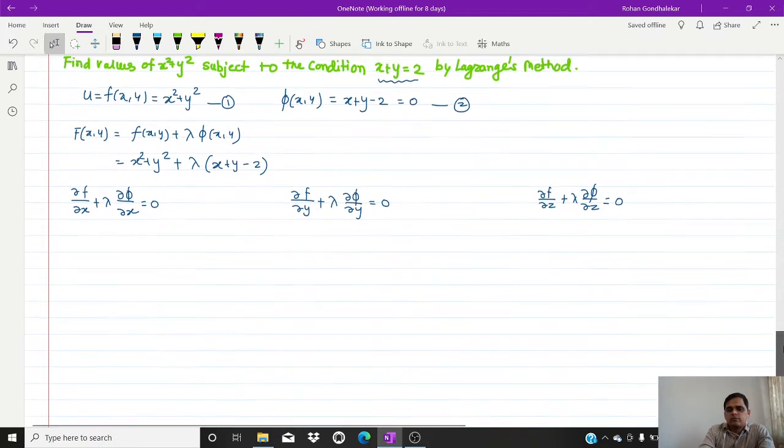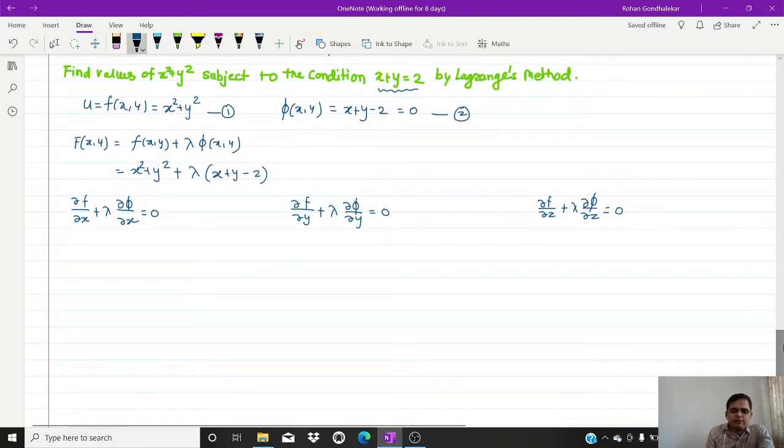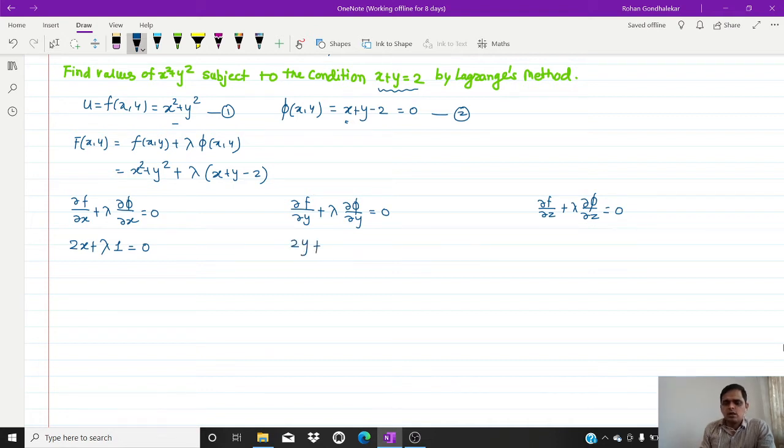Fine. Now from the given function, we are going to define the values of all these three. ∂f/∂x, that means what? The derivative of f with respect to x. So that derivative is 2x plus lambda as it is. Now ∂phi/∂x, that is the derivative of phi of x y z with respect to x, which is 1. So I am getting this is 0. Next is ∂phi/∂y: 2y plus lambda into, again it is 1, is equal to 0.